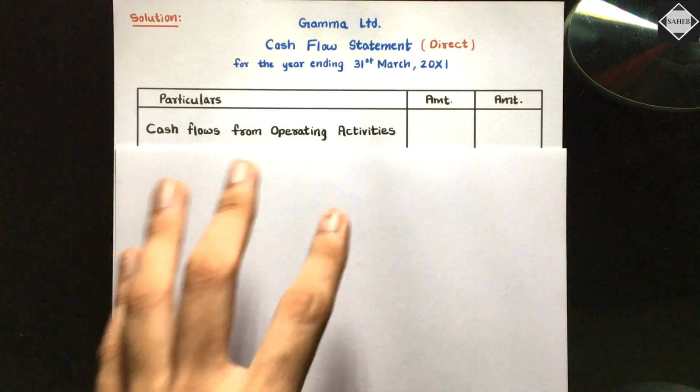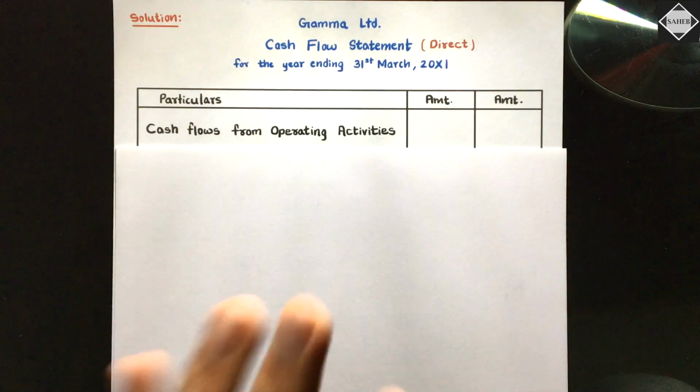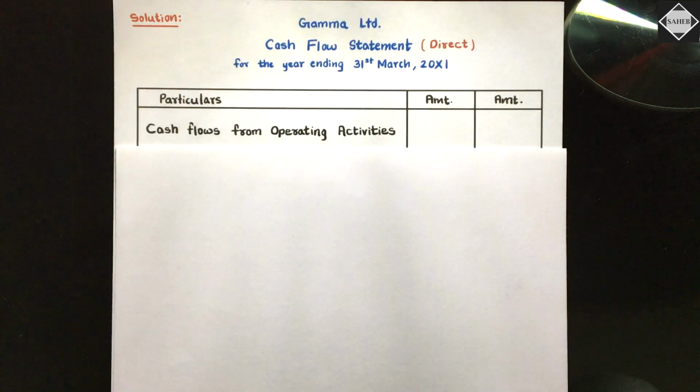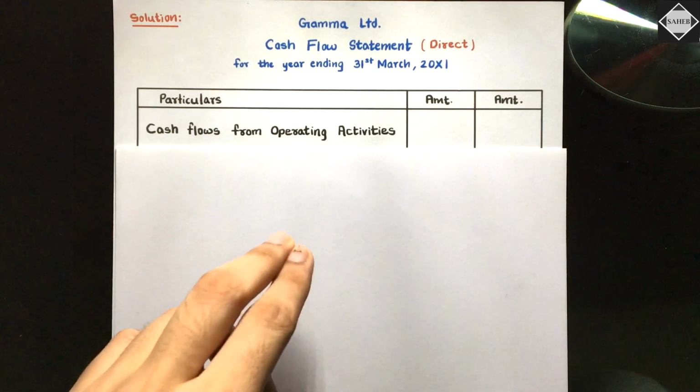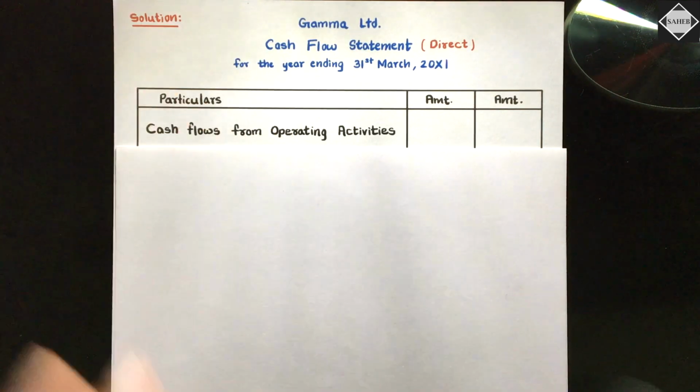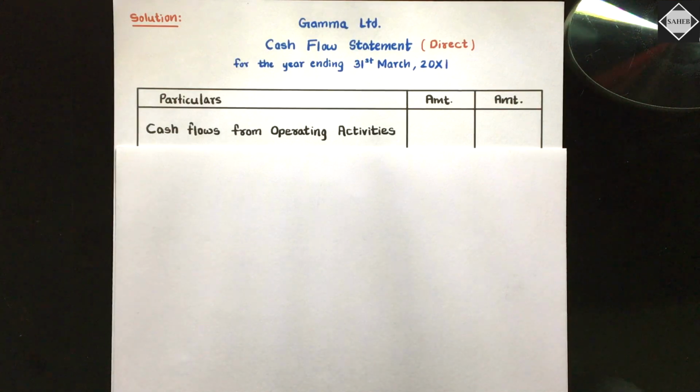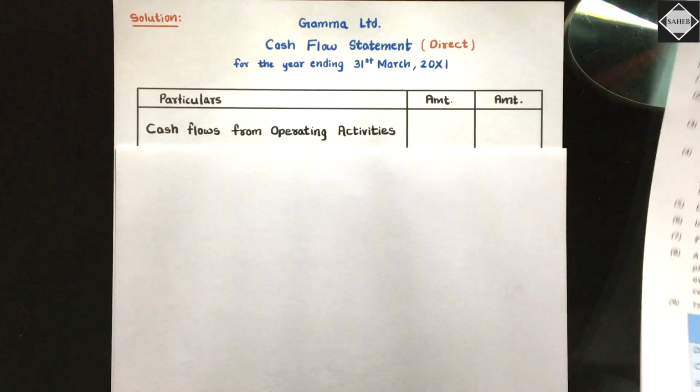What we have to take over here, just understand, this is the direct method. So we will take directly what is inflow and outflow that is related with operations of the company. Operating activities, so let's begin. Let's start with the first point. In the first point, what did we have?